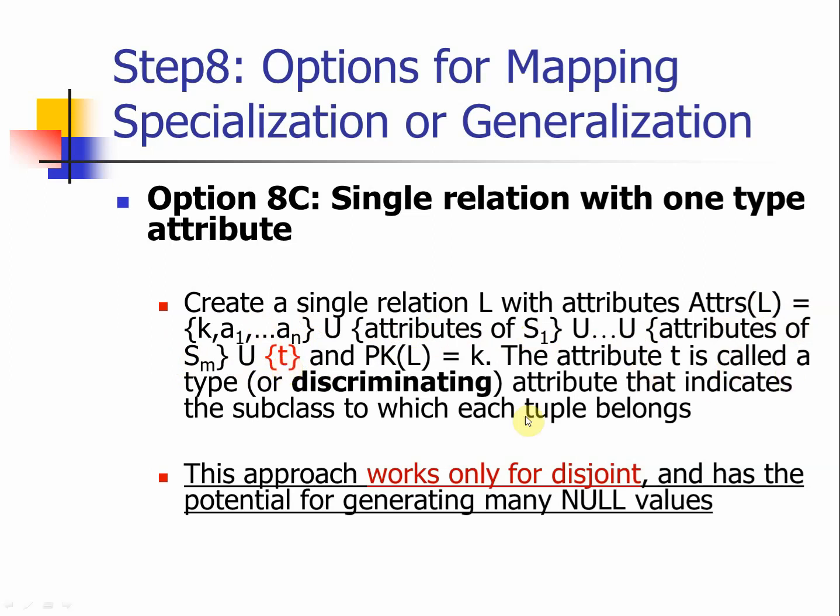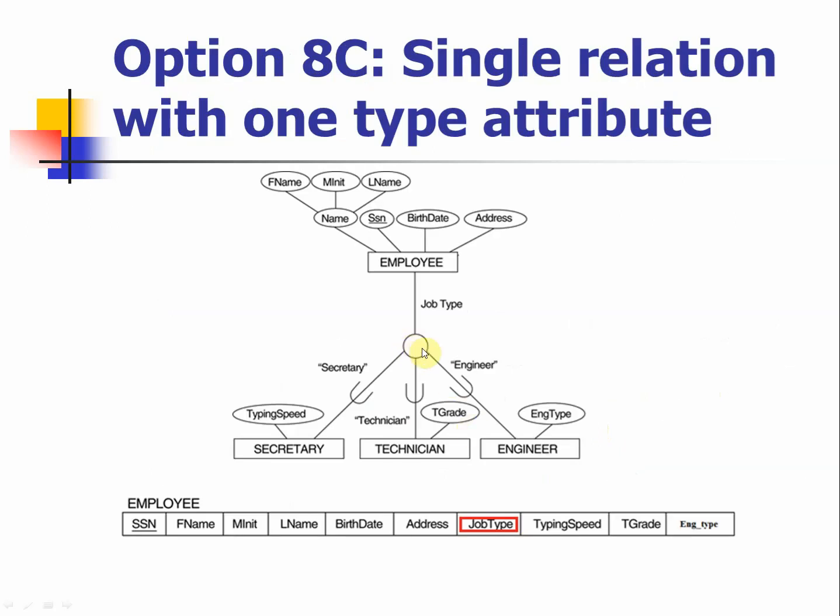So the attribute T is called a type or discriminating attribute that indicates the subclass to which each tuple belongs. The primary key would be the original primary key of the superclass, of course. This has one limitation, indicating that this approach works for disjoint only. In other words, you can only use D over here because you only have one attribute to hold a secretary or a technician or an engineer.